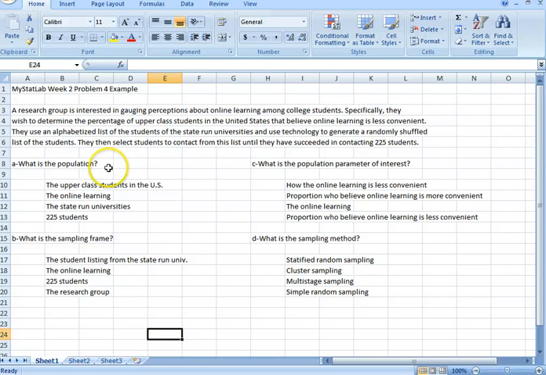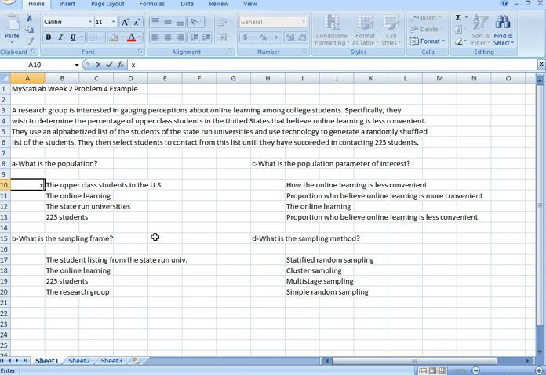And this problem asks us 4 basic questions, so let's go ahead and take a look at those and get the answers. First question is, what is the population? Well, in this case, we're looking for the total amount of everyone that would be involved in this problem. If we go back and look at the statement, it asks us to determine the percentage of upper class students in the United States. So we're looking at all the upper class students in the United States. That would be our population. For part A, we're going to mark here the upper class students in the United States.